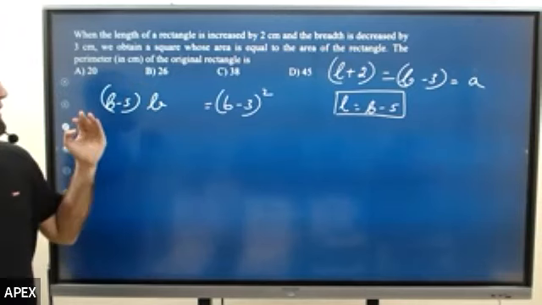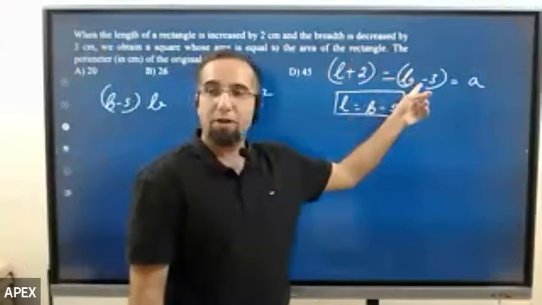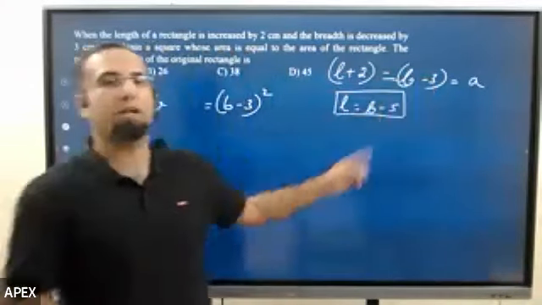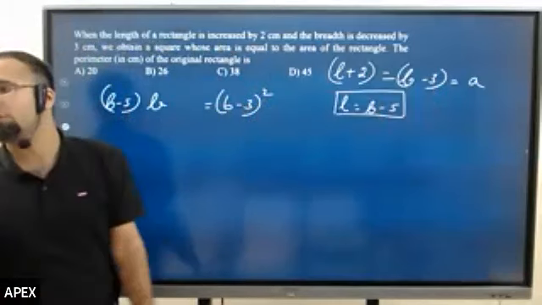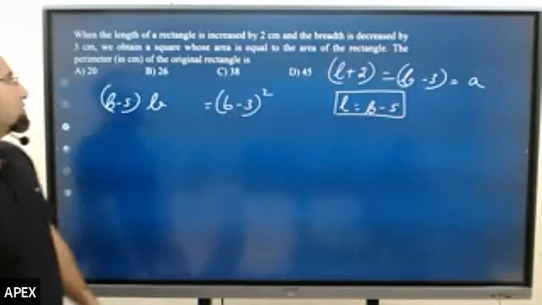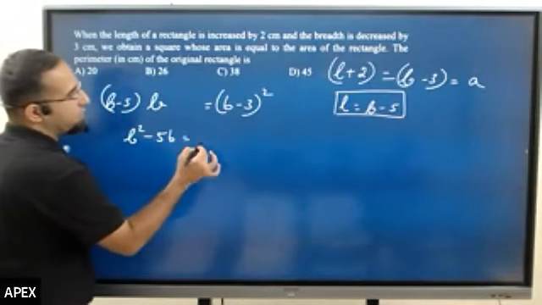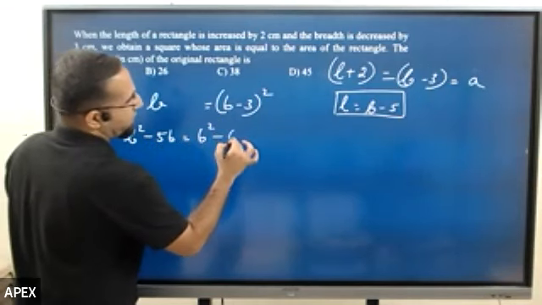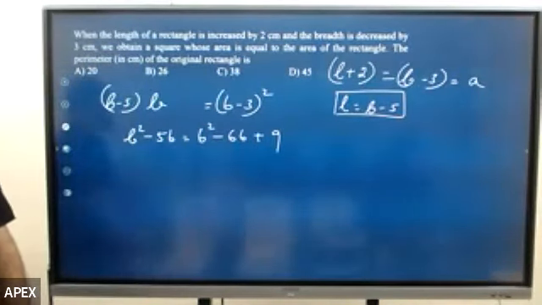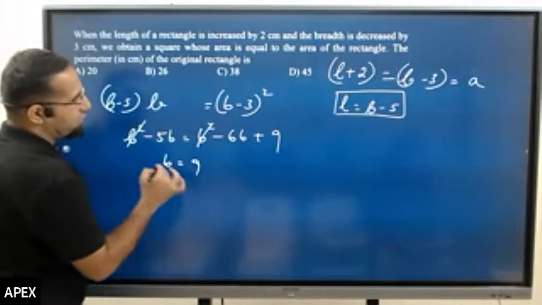I'm assuming the length of the rectangle is L, the width of the rectangle is B. Length increased by 2 is the side of the square. Width decreased by 3 is the side of the square. Now I have only one equation given: area of the rectangle is equal to area of the square. So this becomes B square minus 5B is equal to B square minus 6B plus 9. This gets cancelled here, and you get the value of B is equal to 9.